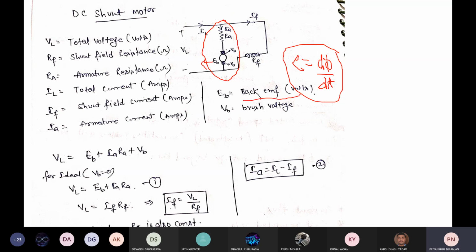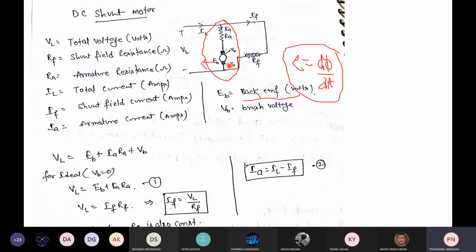EB means back EMF, because back EMF is the induced EMF. I connect it with brushes because this is the moving part. If I connected directly, the circuit would be destroyed. So the brushes are stationary, and they hold the armature winding. The stator holds the armature winding by the brushes, and I have mentioned the brush voltage drop VB.